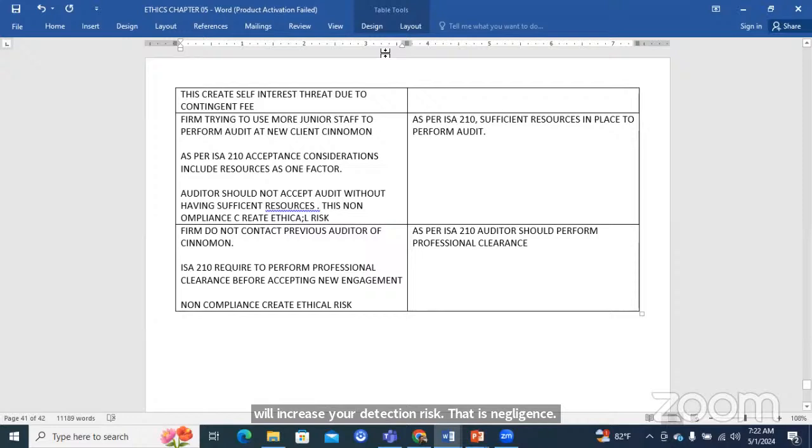That is negligence. Exactly. Aravind, sir, it's not required to add ethical threat under ethical risk.